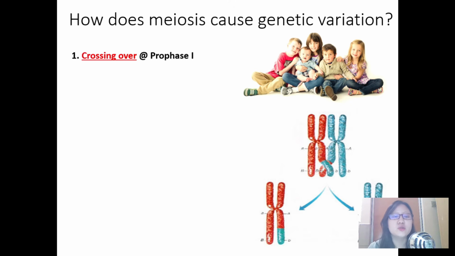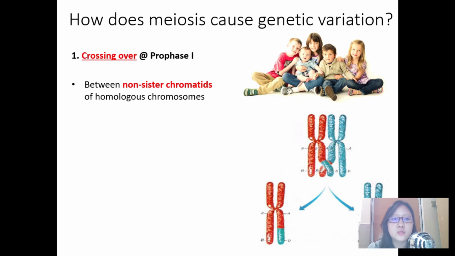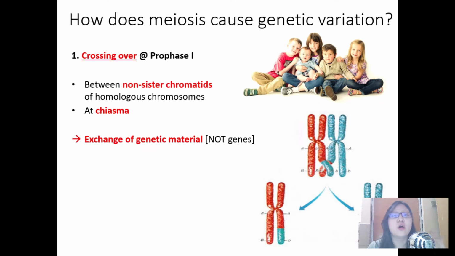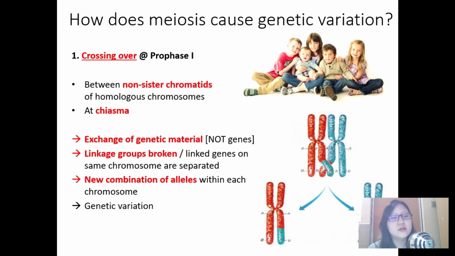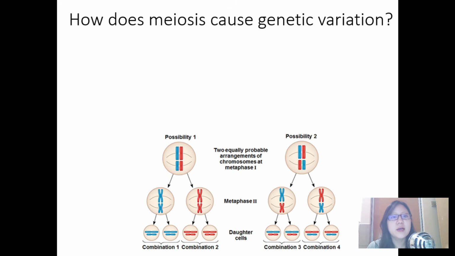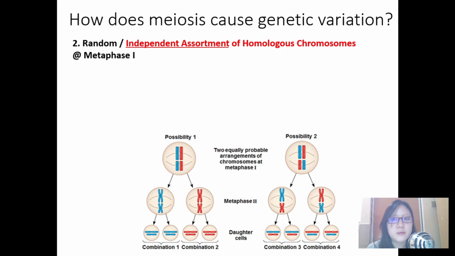So number one, let's go through it again. Crossing over at prophase I. This is between non-sister chromatids of homologous chromosomes, and this happens at the chiasma. The result of crossing over, as we have gone through already, is exchange of genetic material, not genes. The linkage groups are broken as a result. There's a new combination of alleles, and the result is genetic variation because each gamete would have a different combination of alleles as well. And number two, as we mentioned just now, is independent assortment.